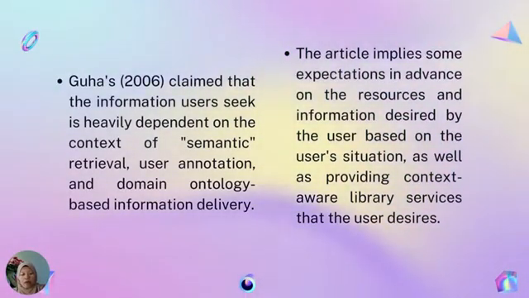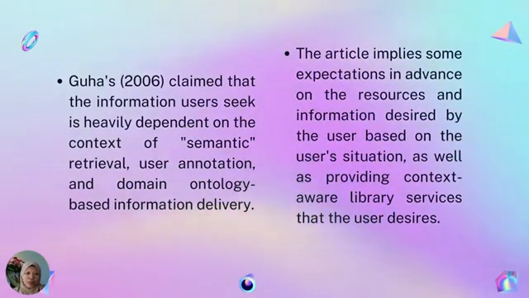Moreover, House 2006 claimed that the information users seek is heavily dependent on the context of semantic retrieval, user annotation, and domain ontology-based information delivery. Besides that, the article implies some expectation in advance on the resources and information desired by the user based on the user situation, as well as providing context-aware library services that the user desires.